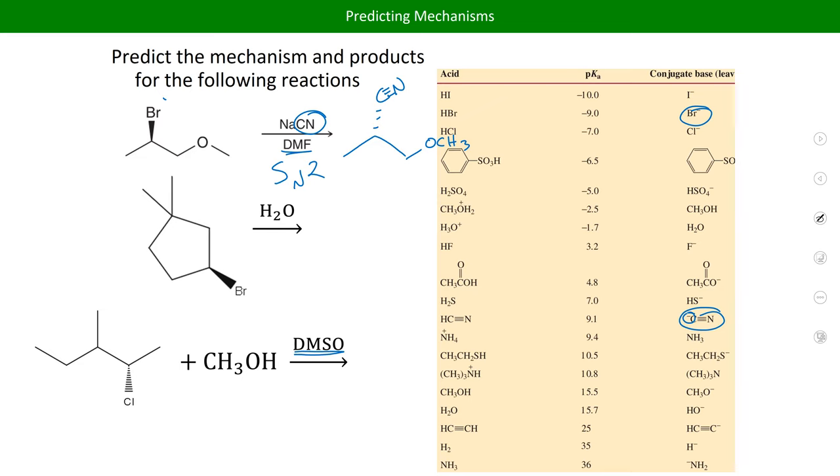And so it's going to come in, if it's SN2, it's concerted. So our cyanide negative charge is going to come in from behind the board. The bromine's going to leave coming out towards us. So our new product would be the inverted stereochemistry.